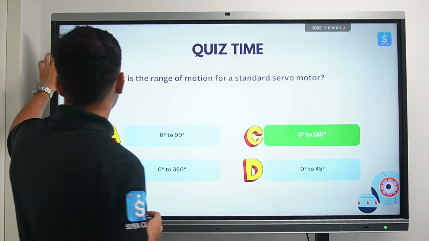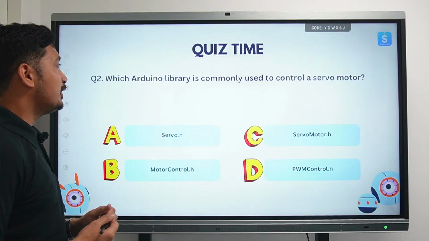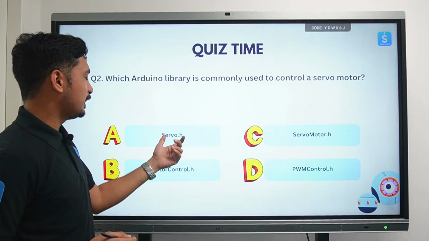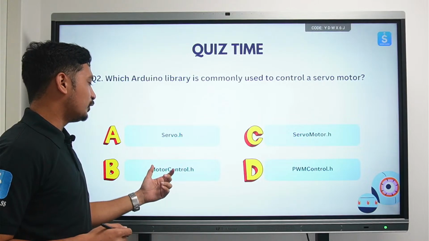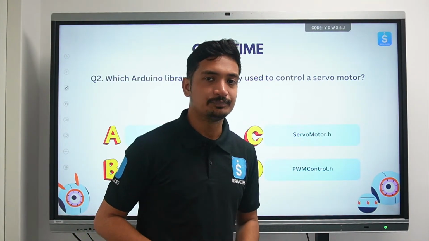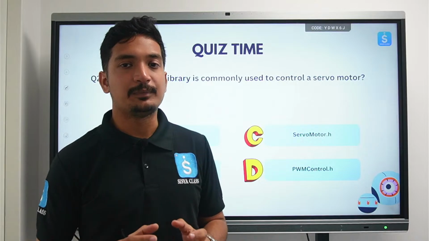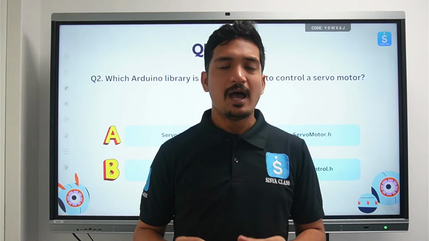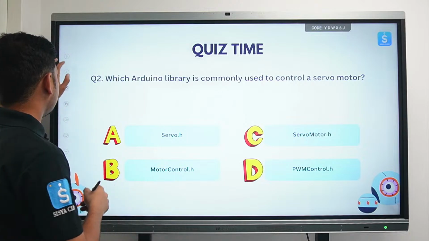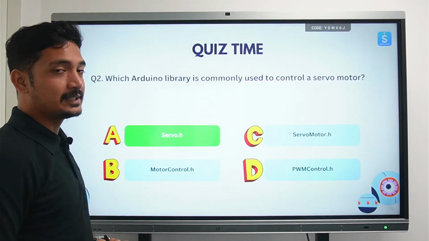Okay, moving ahead. Third one: which Arduino library is commonly used to control a servo motor? So is it Servo.h, or MotorControl.h, ServoMotor.h, or PWMControl.h? We have already seen the library that we are going to use in today's session, and we have already used that a moment back. It was Servo.h. So Servo.h is the correct answer.